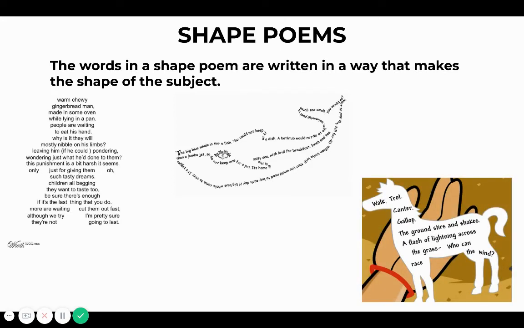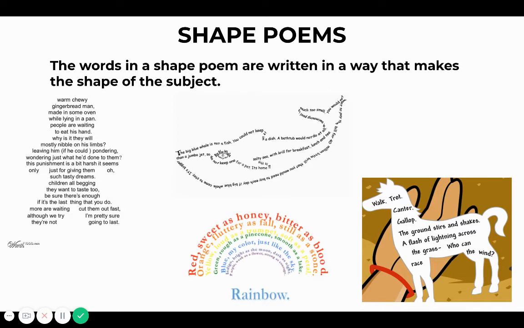Here's the one from the Brain Pop video. Here's that horse poem, and they put it into the shape of a horse. And finally, I picked this one because I thought a lot of friends in our class would like it. This is a shape poem that's a rainbow. So each line talks about a different color and describes a different color, and then it's shown in that color and put into the shape of a rainbow.